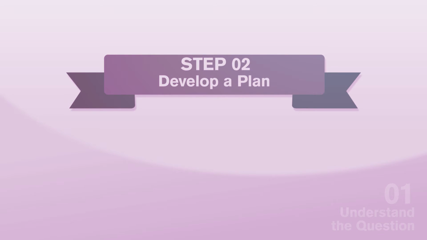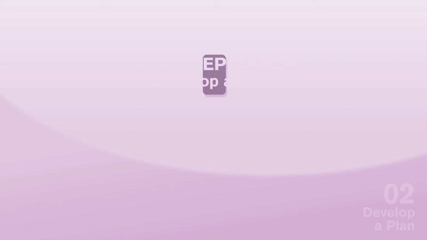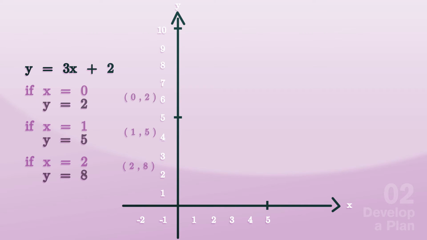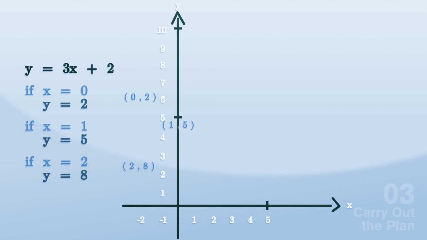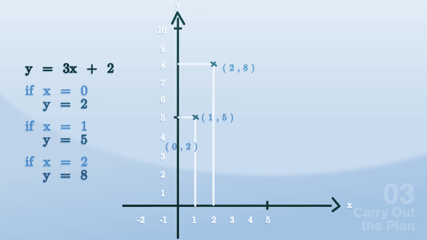So how can we graph it? Let's try graphing all the points. This is our plan. We can plot these 3 points in the Cartesian plane. x equals 1, y equals 5; x equals 2, y equals 8; and x equals 0, y equals 2. Interesting. All these points lie on a straight line. In fact, linear equations always produce a straight line, hence their name, linear.